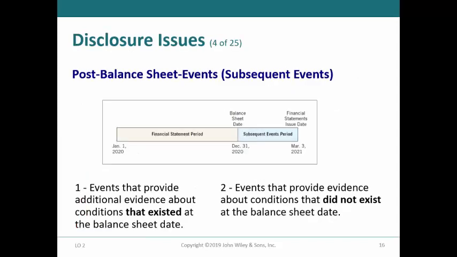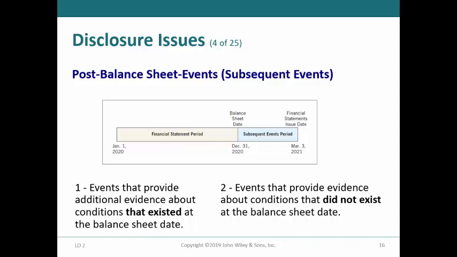Because there is a period of time between the end of the financial reporting period and the date that the financial statements are issued, auditors are required to search for information regarding post-balance sheet events, or as they are called, subsequent events. There are two types of subsequent events. Type 1 subsequent events provide additional information about conditions that existed at the balance sheet date. These types of events require recognition in the financial statements through a journal entry.